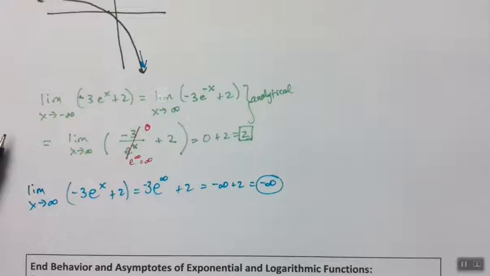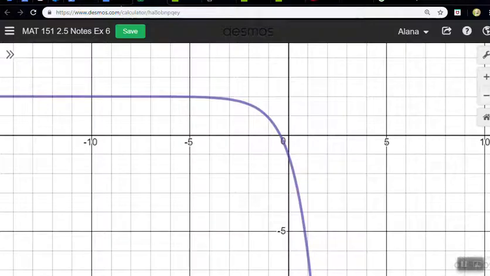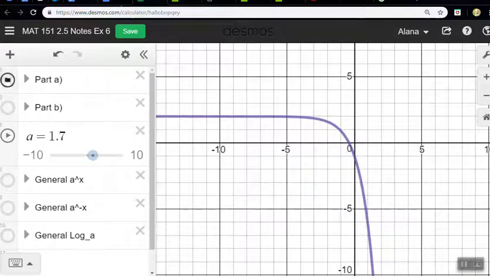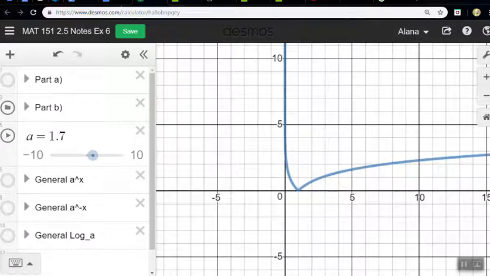Now, as for the absolute value of the natural log, that's a little strange. So let me pull that up. That's what I was trying to grab there. All right, so let me turn off part A and let me turn on part B. This is what the absolute value of the natural log looks like, believe it or not. It's a very odd graph.